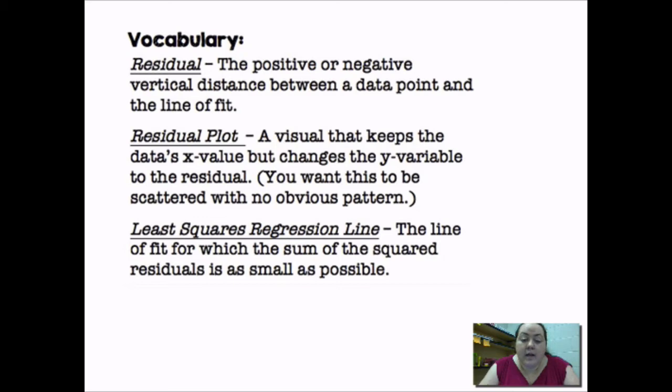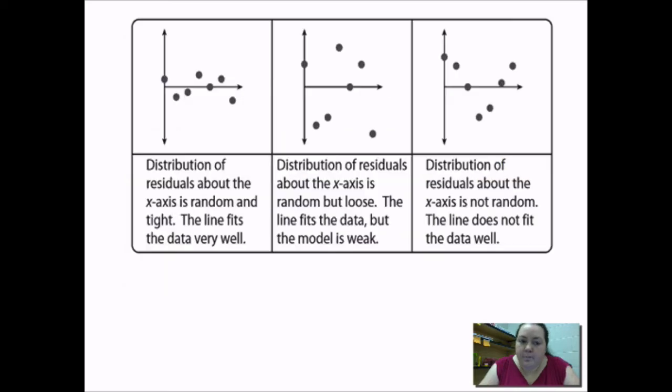A residual plot is a visual that keeps the data's x value but changes the y variable to be the residuals. When you make a residual plot, you want to see it be scattered. You don't want to see an obvious pattern. And then the least squares regression line is the line of fit for which the sum of the squared residuals is as small as possible.